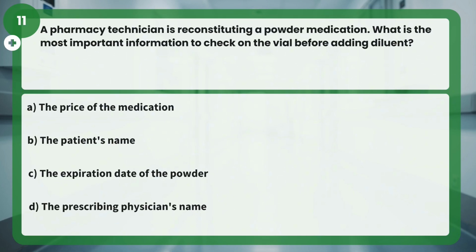Question 11. A pharmacy technician is reconstituting a powder medication. What is the most important information to check on the vial before adding diluent? A. The price of the medication. B. The patient's name. C. The expiration date of the powder. D. The prescribing physician's name.